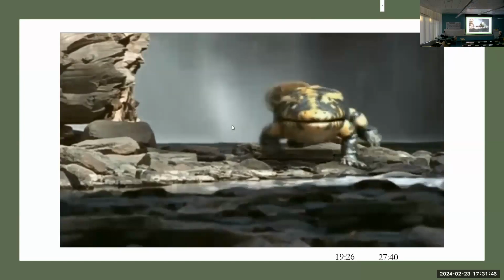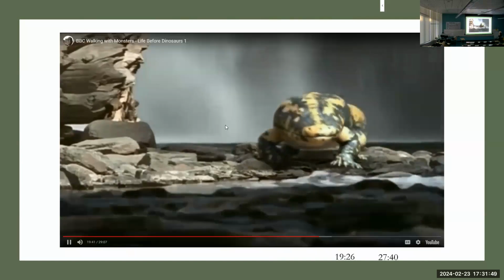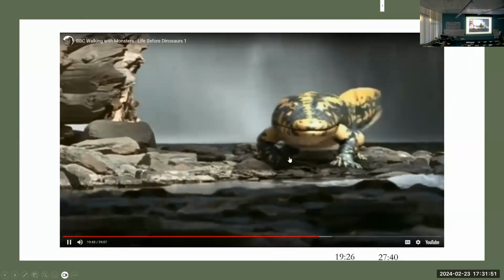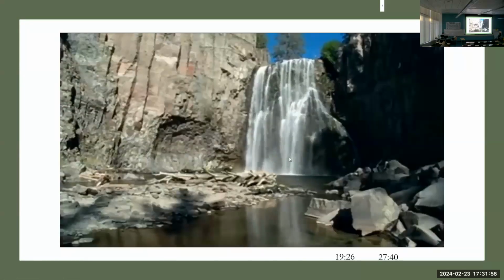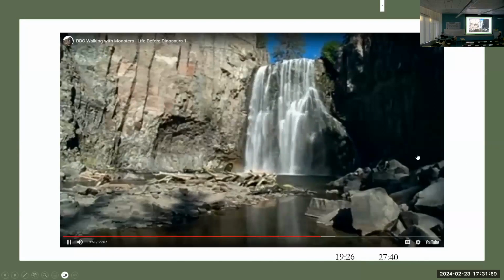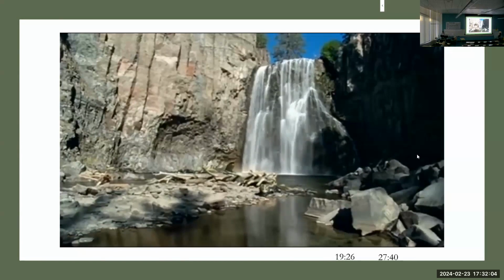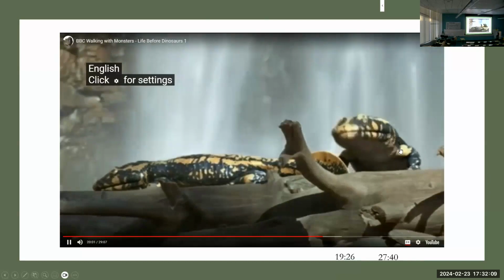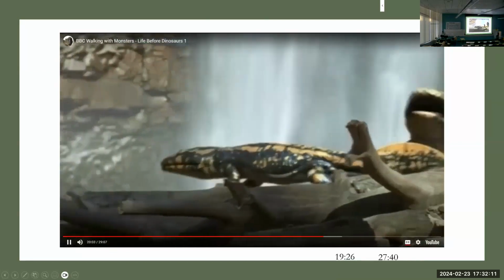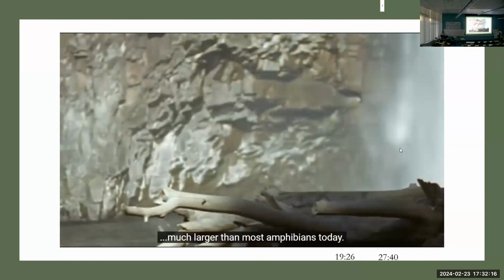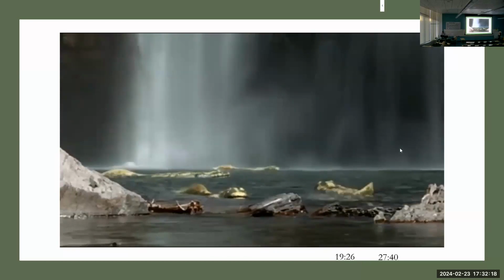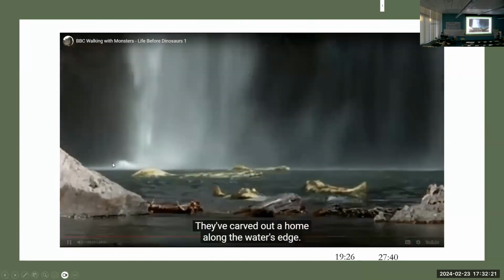This is the giant amphibian, Hynerpeton, the prototype land dweller for the next 300 million years. Hynerpeton are over 1.5 meters in length, much larger than most amphibians today. They carved out a home along the water's edge.